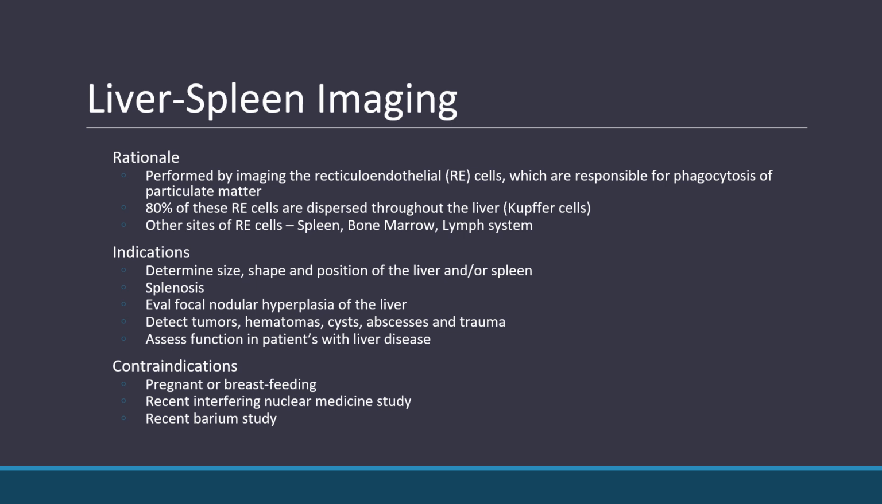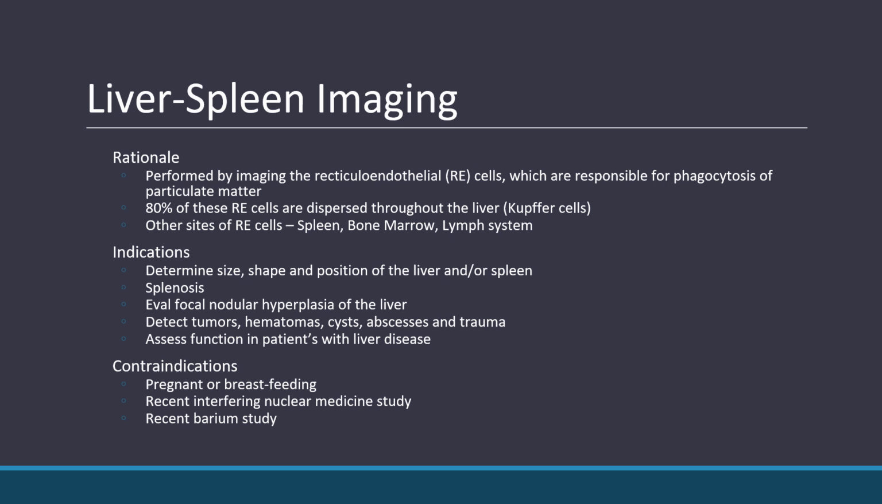So 80% of your body's reticular endothelial cells are dispersed throughout the liver. And within the liver, they're more commonly referred to as Kupffer cells. Other sites of reticular endothelial cells are in the spleen, the bone marrow, and the lymphatic system.